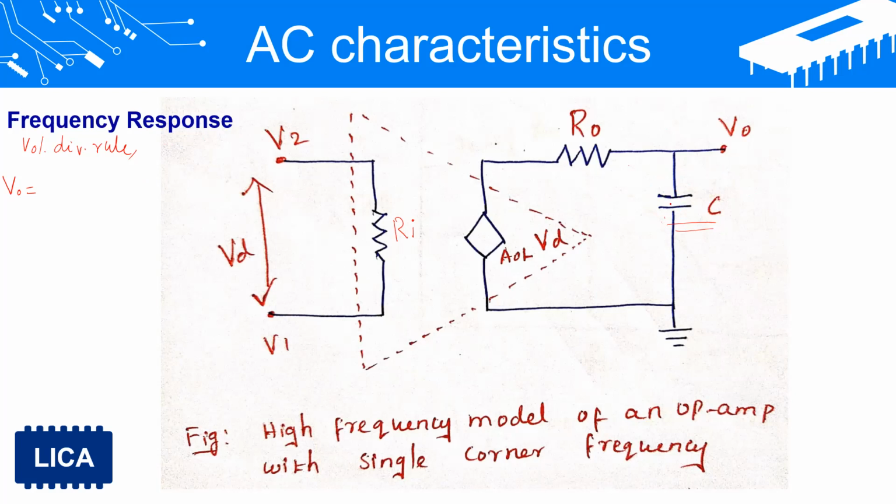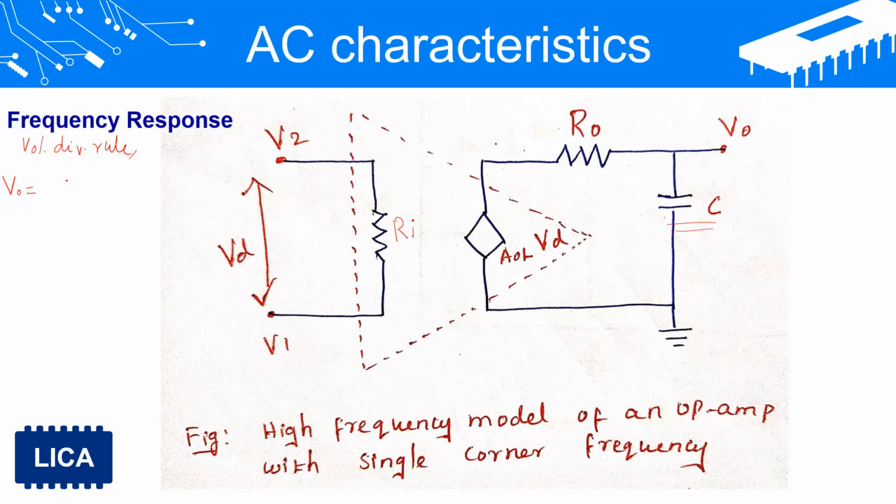So for C we have to put it on top, then divide by the total resistance. Here the resistance components are R naught plus C, multiplied by the source voltage. The source voltage here is AOL into VD. Okay, that only I'm going to write here. According to the voltage division rule, first we have to write C, because from C only we are going to find V naught.